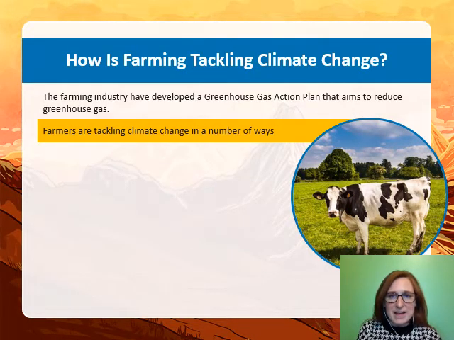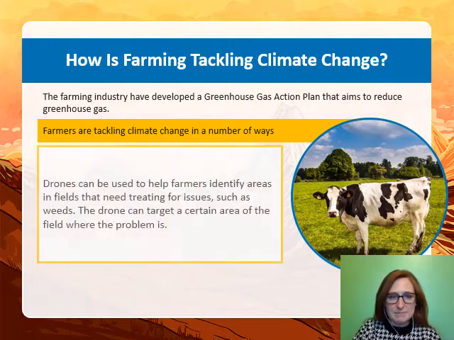How is farming tackling climate change? The farming industry has developed a greenhouse gas action plan that aims to reduce greenhouse gas. Farmers are tackling climate change in a number of ways. Drones can be used to help farmers identify areas in fields that need treating for issues, such as weeds. The drone can target a certain area of the field where it is a problem.